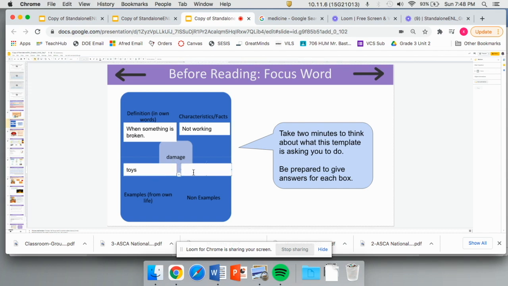And some non-examples, some things that are working is my light. My light is working perfectly. So I'm going to put my light because it is not damaged.